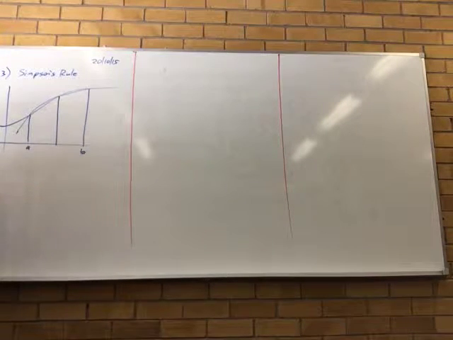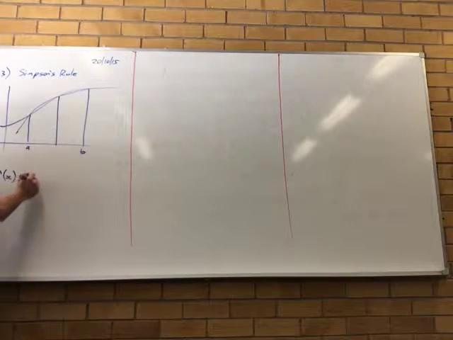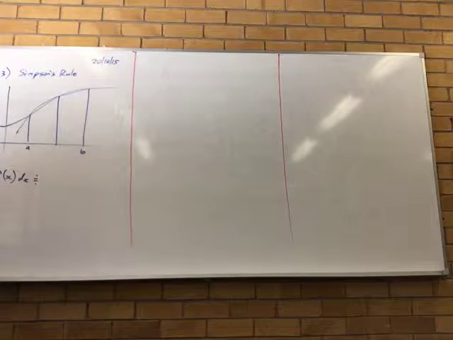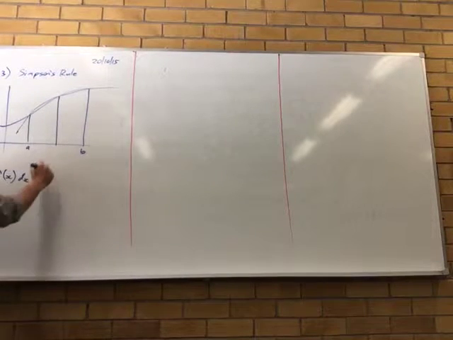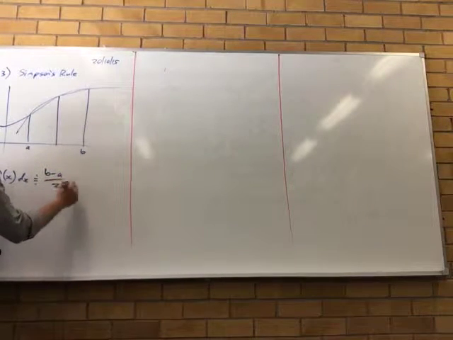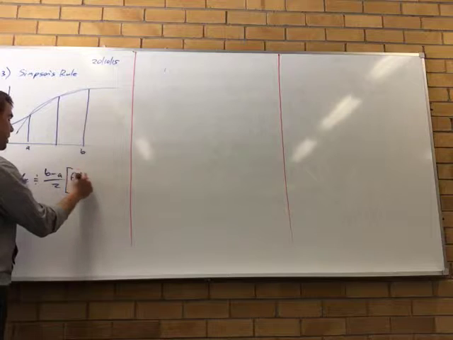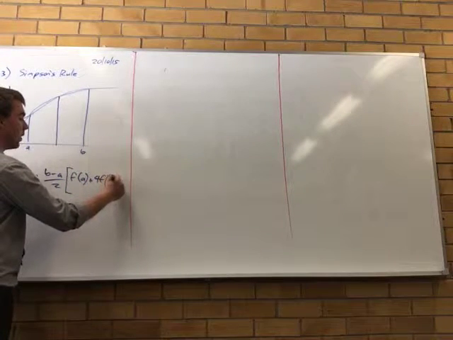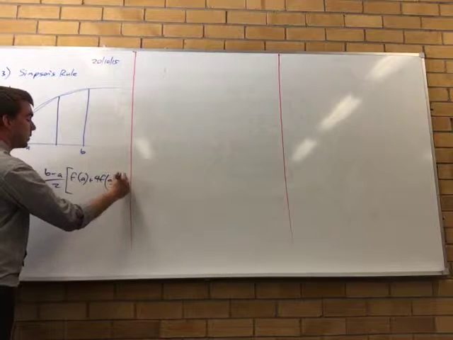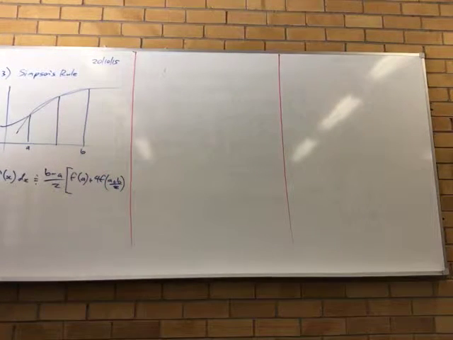So, the integral. We're all going to get very good at that symbol. The integral from a to b of f of x dx, remember this is still an approximation, is equal to b take away a on 2, times f of a plus 4 times the function f of a plus b on 2. So the midpoint.